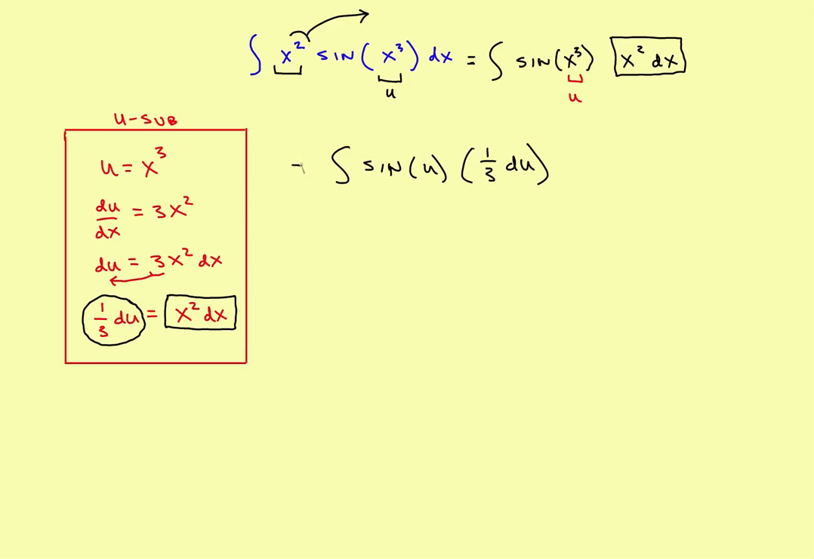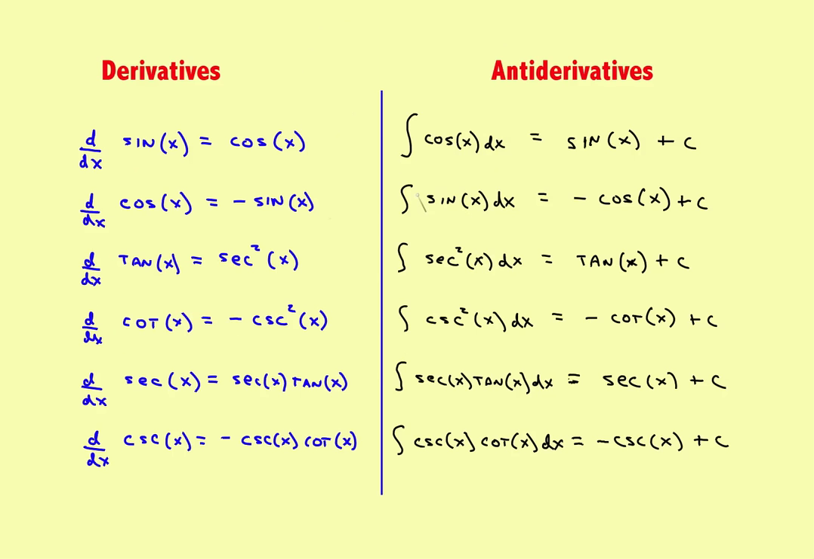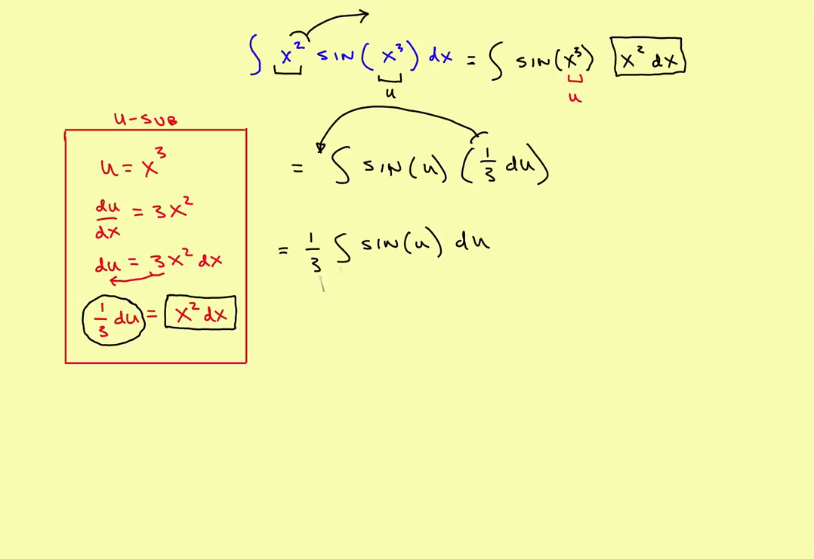Okay, again, bring the 1/3 out in front, which will get me to 1/3 the integral of the sine of u du. Okay, now just a reminder, to find the integral of the sine, let's go back and look at the table of values. So the integral of the sine is the negative of the cosine plus c. So this will turn into 1/3, and the antiderivative of the sine is the negative of the cosine of u plus c.